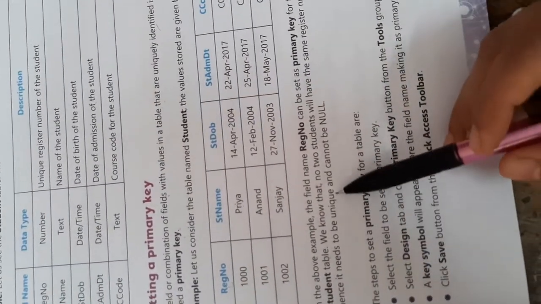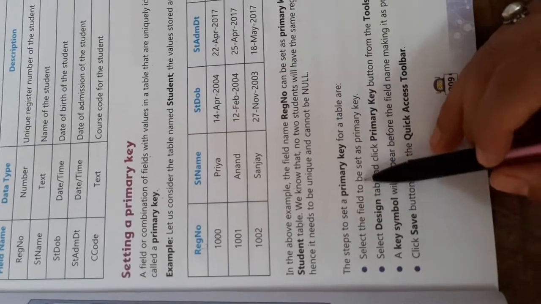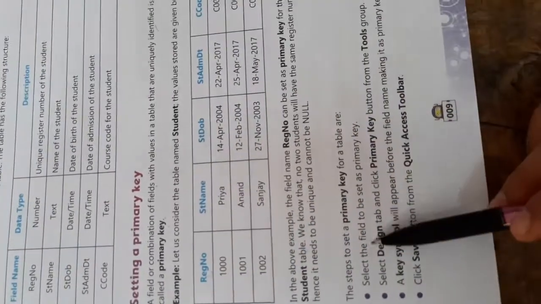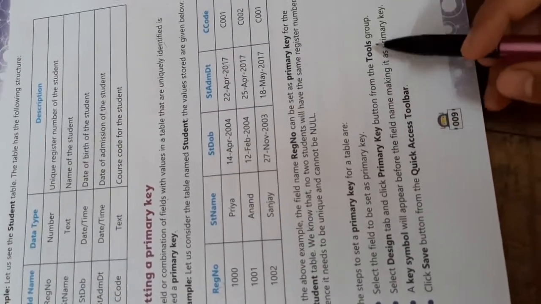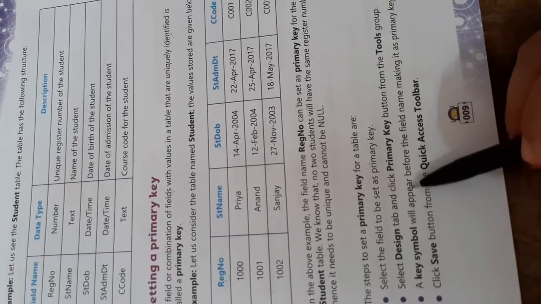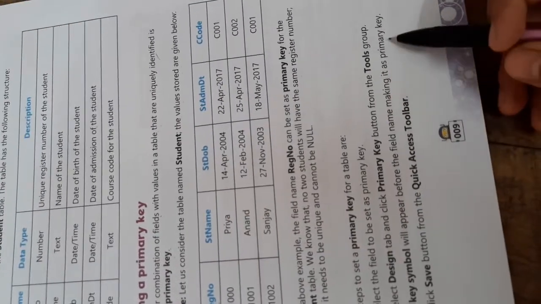Hence it needs to be unique and cannot be null. The steps to set a primary key for a table are: select the field to be set as a primary key. First you have to select the field. Select the Design tab and click the Primary Key button from the Tools group. Next, the key symbol will appear before the field name, making it a primary key.